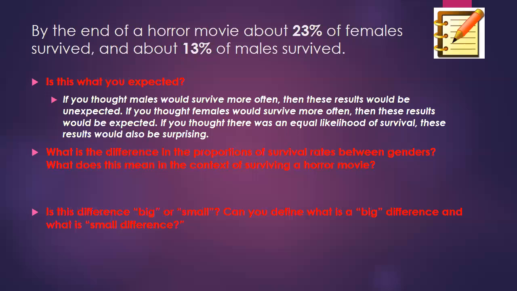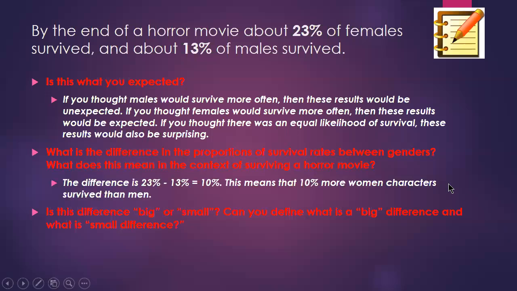The second question was, what is the difference in the proportion rate? So remember, whenever I ask you that, I'm literally asking you the difference. Like, do 23% minus 13%. So what does this mean in the context of surviving a horror movie? Right? It means 10% more females survive in a horror movie, right? 10% more women characters survive than men. That's what that means.